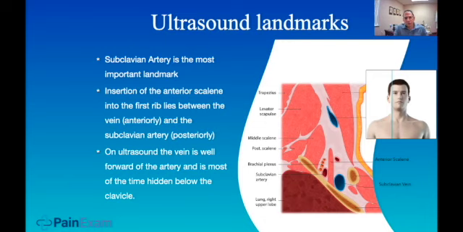So the subclavian artery is the most important landmark for the supraclavicular brachial plexus. The insertion of the anterior scalene into the first rib lies between the vein anteriorly and the subclavian artery posteriorly. On ultrasound, the vein is well forward of the artery and is most times hidden below the clavicle.